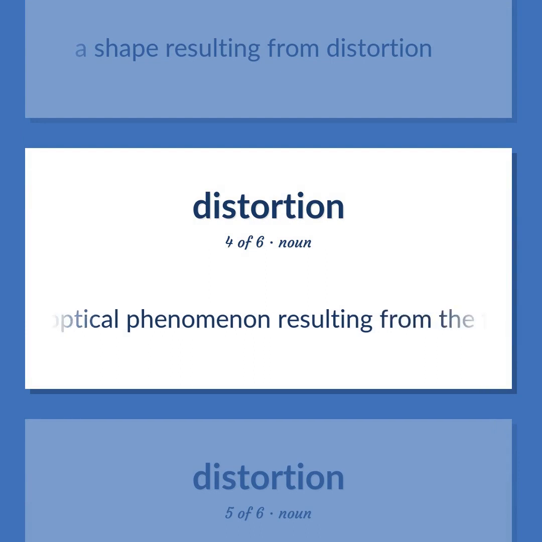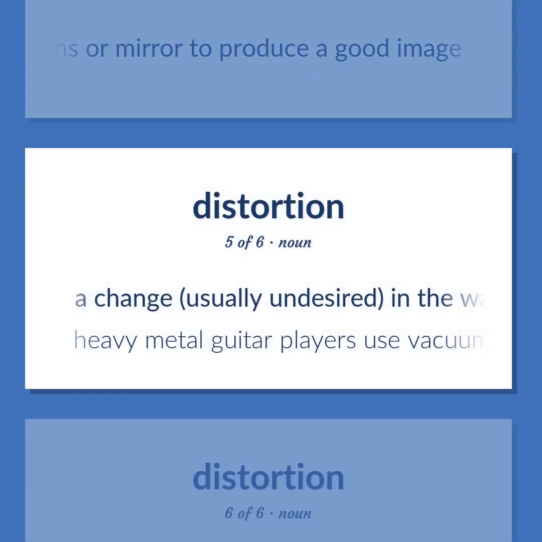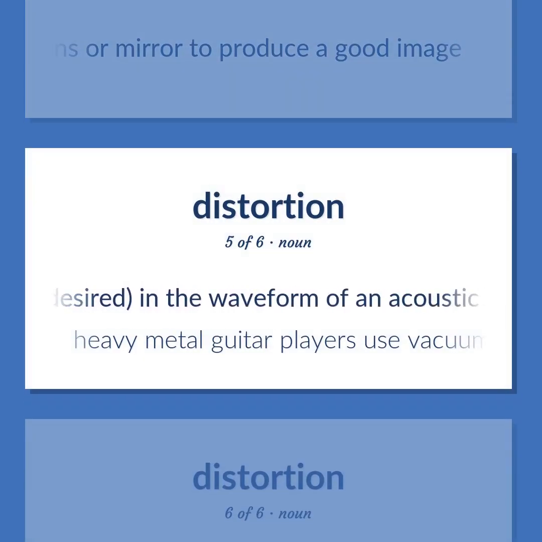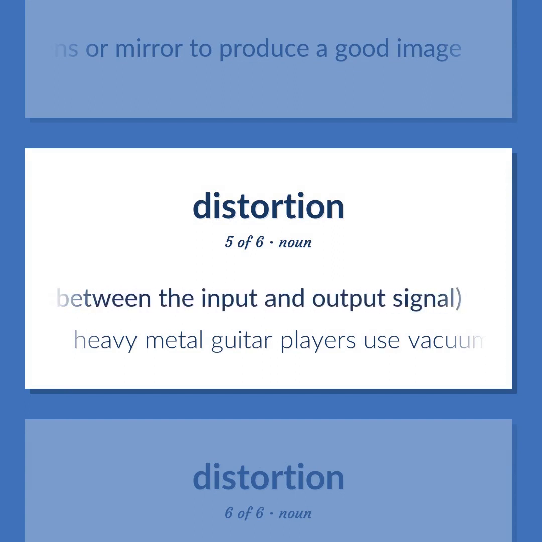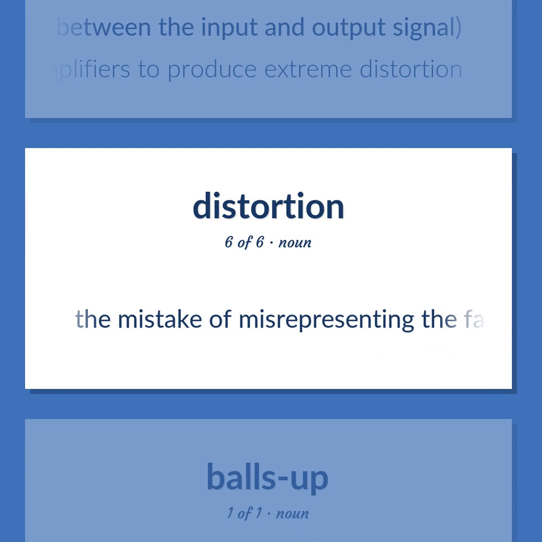An optical phenomenon resulting from the failure of a lens or mirror to produce a good image. A change, usually undesired, in the waveform of an acoustic or analog electrical signal. The difference between two measurements of a signal, as between the input and output signal. Heavy metal guitar players use vacuum tube amplifiers to produce extreme distortion. The mistake of misrepresenting the facts.